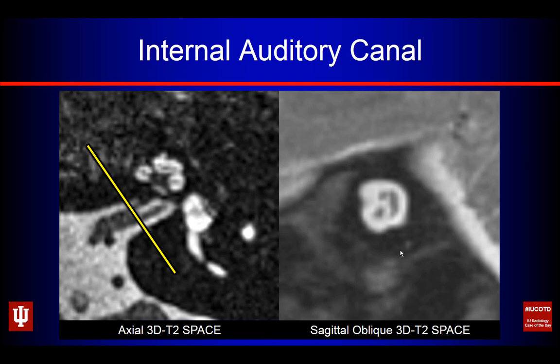So as we look on our T2 weighted imaging, we have our axial 3D T2 SPACE, and what I've done here is I've created a multiplanar reformat in the plane of the yellow line here, and you can see in this oblique sagittal image, we have what looks like a smiley face on its side, and we can actually see those specific cranial nerves within the internal auditory canal. And there's that famous mnemonic that everybody knows.